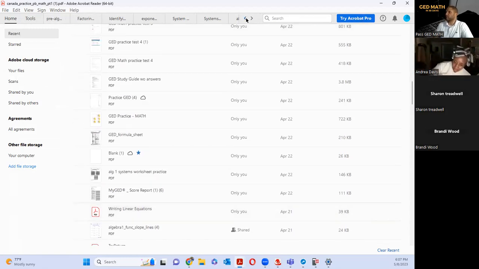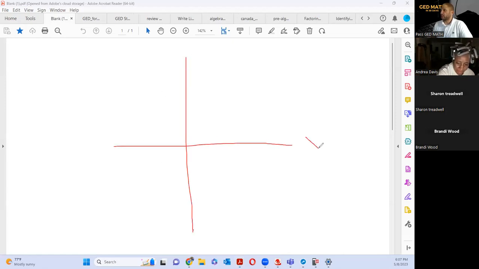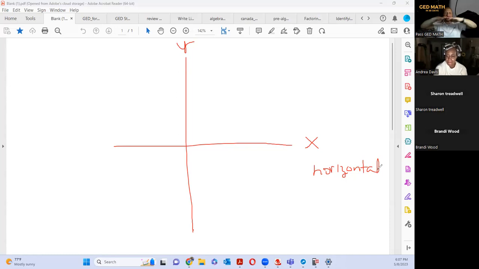I'll just draw something. So what's important is you must be familiar with the coordinate plane. So for example, what you have to remember is your x-axis is your horizontal axis. One of the things you can remember, think of the horizon. The horizon is this way. When you see the sun setting, it's horizontal. The y-axis is your vertical axis, up and down. So that's the first thing you gotta remember about the coordinate plane. Your x-axis is your horizontal axis, your y-axis is your vertical axis.